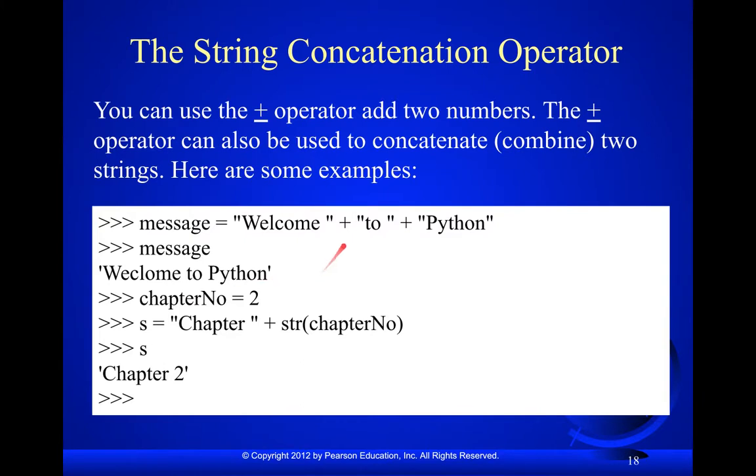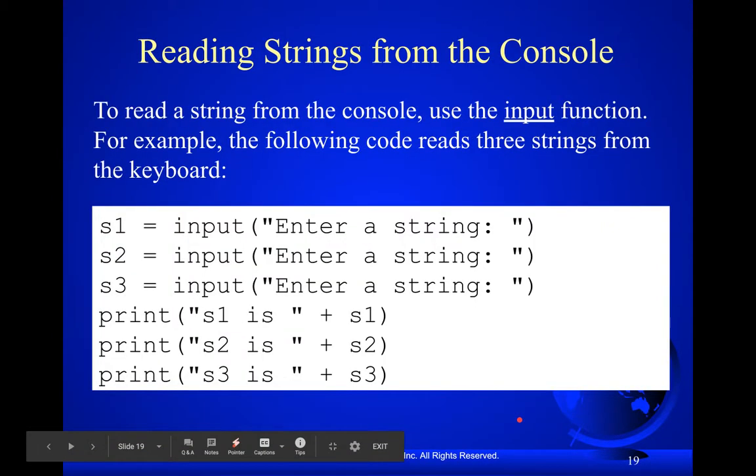So then you would use the plus sign to separate them. And you could print out an output that says the three colors you entered are color 1 plus color 2 plus color 3. End it, and it'll print that out for you. Just like here. So chapter number equals 2, S equals chapter plus the string of chapter number. Boom. That is how you separate that out. So that's exactly what I'm talking about.